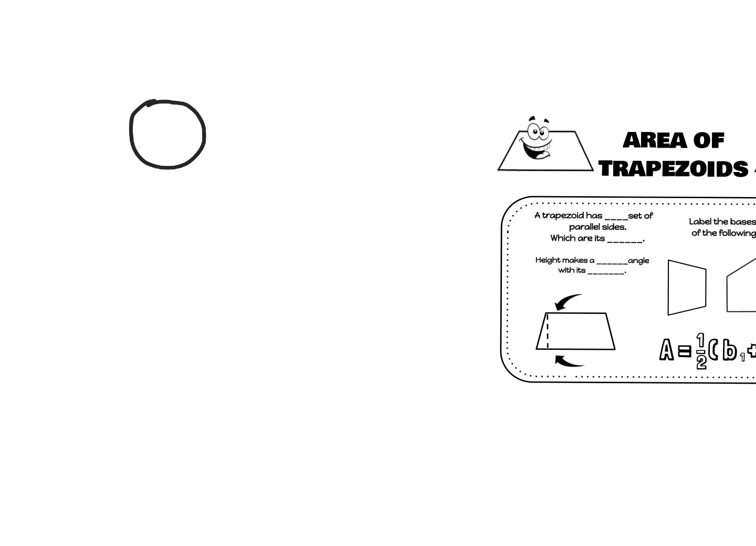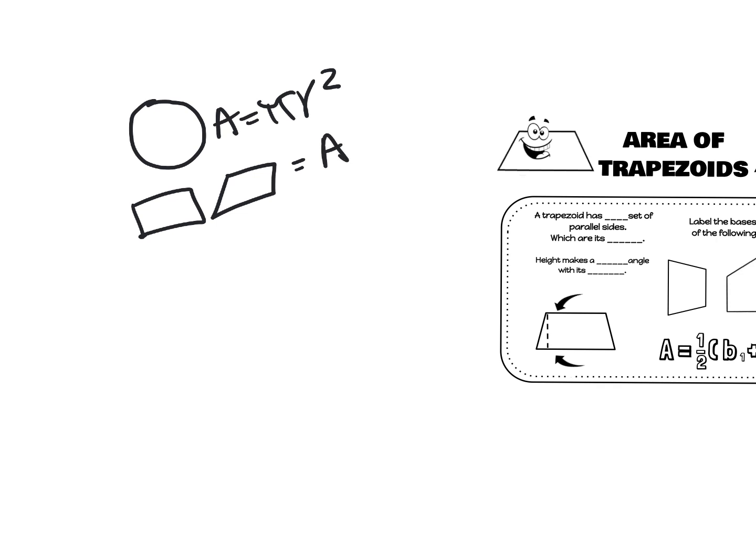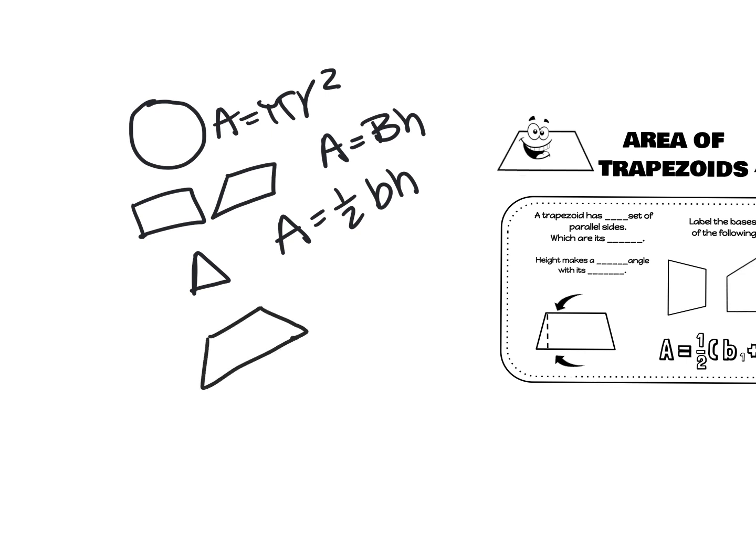We've learned about a circle, which is area equals pi r squared. We've learned about a parallelogram or a rectangle, and that formula is area equals base times height. And we have learned about a triangle, and that equals area equals half base times height. The next one that we are going to be adding is a trapezoid. Now remember, except for the circle, you learned these shapes in 6th grade.